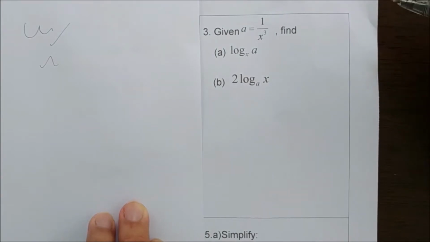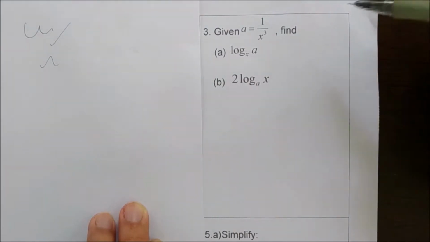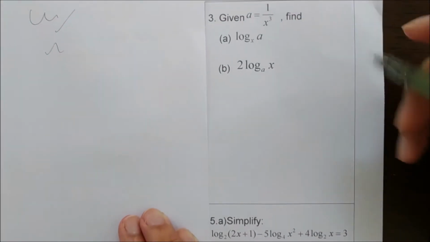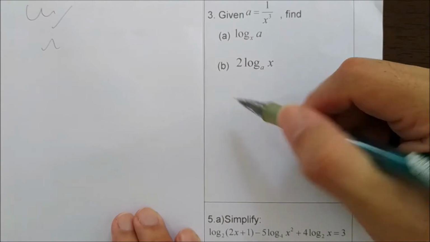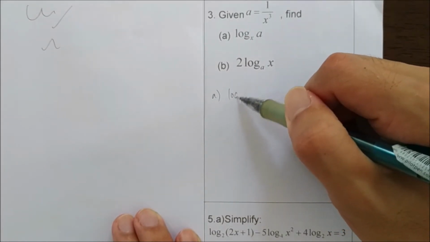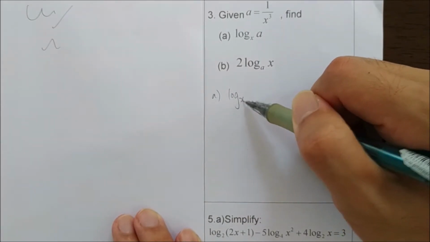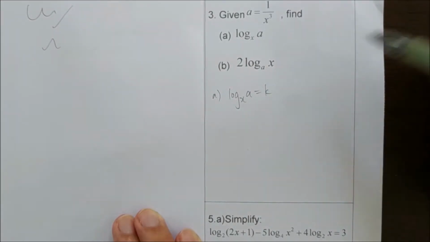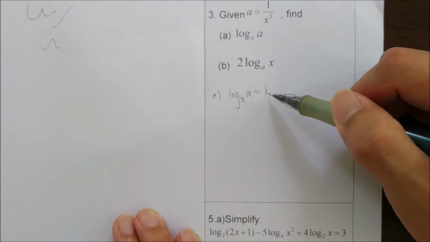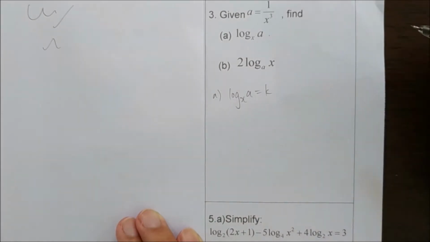Given a equals to 1 over x to the power of 3, find base x log of a. Since we are finding the value of this, we can always use this method. For question A, we let base x log of a equal to a value, let's say k. If we can find the value of k, k is the answer. So how are we going to find the value of k?